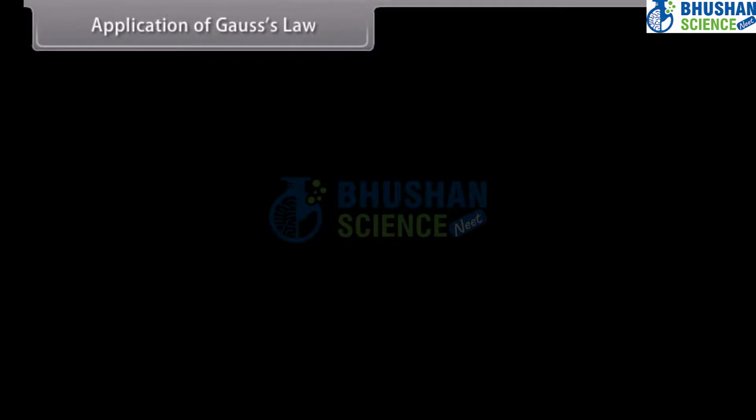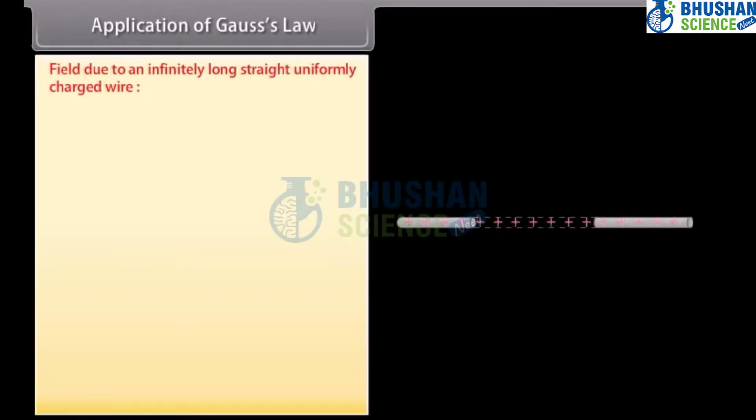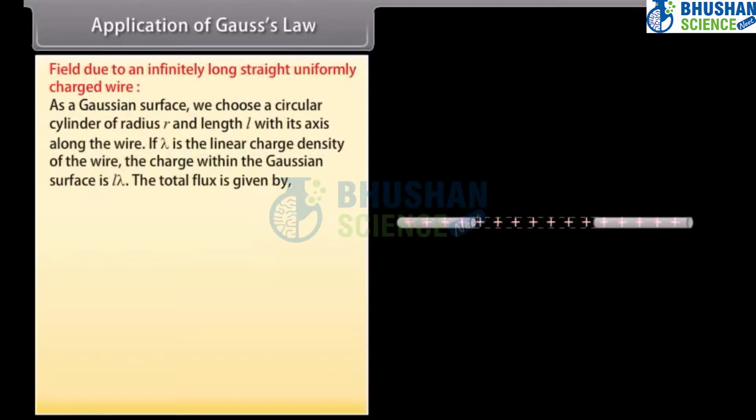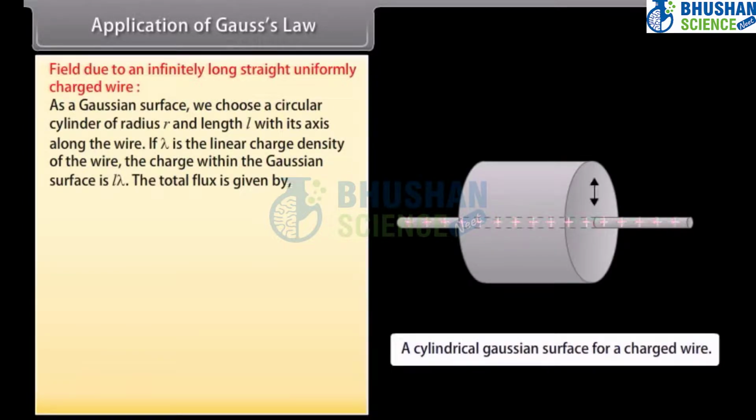Application of Gauss's law. Field due to an infinitely long straight uniformly charged wire. As a Gaussian surface, we choose a circular cylinder of radius r and length L with its axis along the wire. If lambda is the linear charge density of the wire, the charge within the Gaussian surface is L lambda.